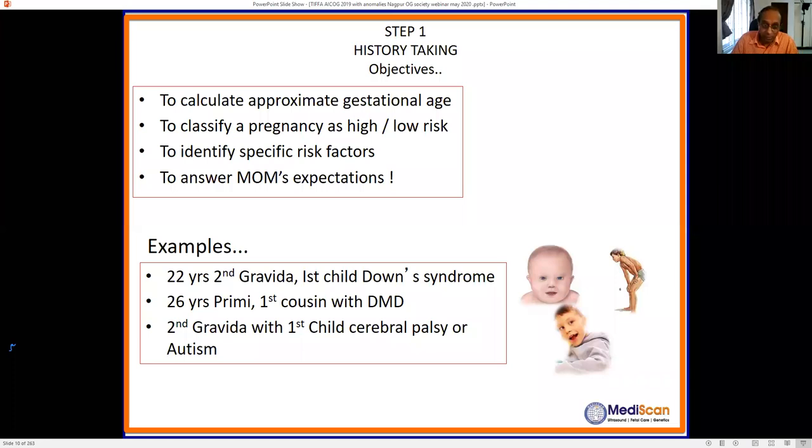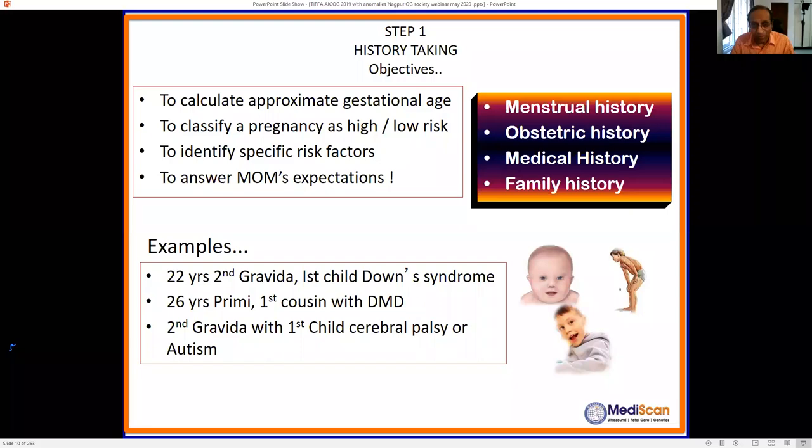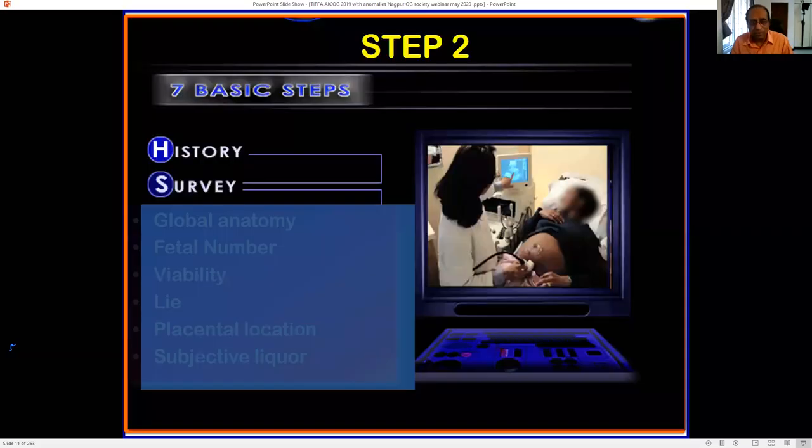Second is another primigravida who comes with a first cousin with Duchenne muscular dystrophy. She wants to know whether her baby has DMD. And third, a pregnant person whose first child has cerebral palsy or autism. She wants to know whether you can rule out autism. So there are certain levels of expectation that the parents have, and we must know our limitations and counsel them accordingly. So when we take this detailed history, it helps us to do this.